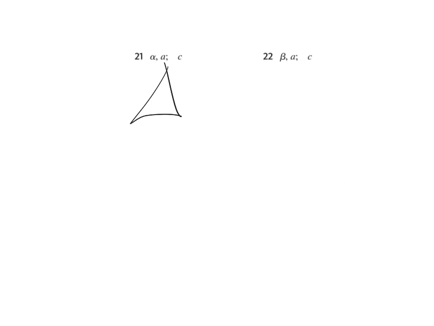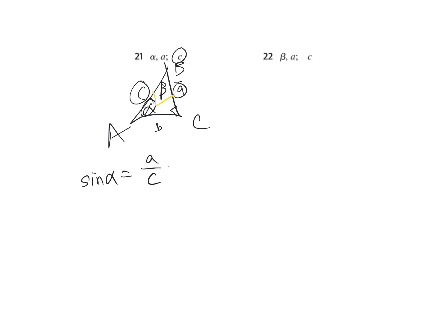21, same thing, A, B, C, A, B, C, alpha, and beta. We have alpha, A, and hypotenuse. So that'd be the opposite leg over the hypotenuse, that's sine. So the sine of alpha is equal to A over C. We're solving for C. Multiply by C and then divide off the sine. So C is equal to A divided by the sine of alpha.